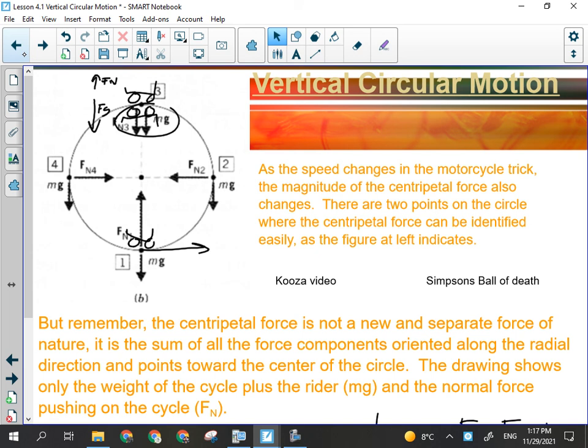All right. So I'm going to show you the Simpsons Ball of Death. I'm going to go see the Simpsons movie. It's getting to be an older movie now, but okay. This is one of the times where the Simpsons does something right and it's fun.